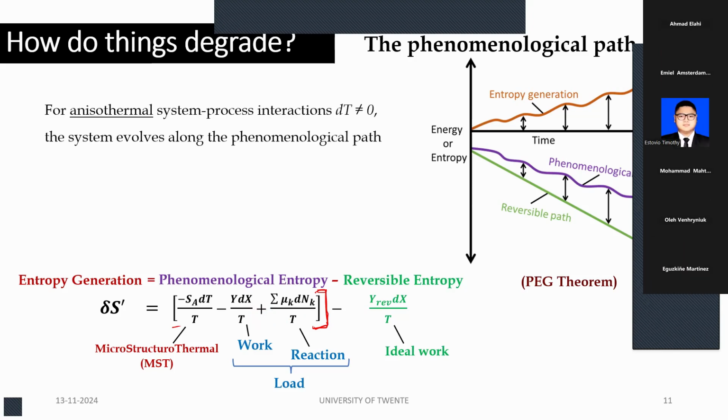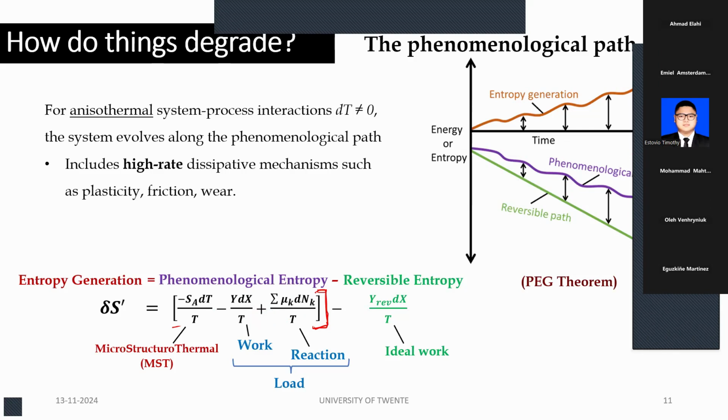Okay, and the green line represents your ideal path. And the difference between the green line and the purple line is your entropy generation. And that's what we're looking at here at the top. That's your entropy generation. And that comes as a difference between those two terms.